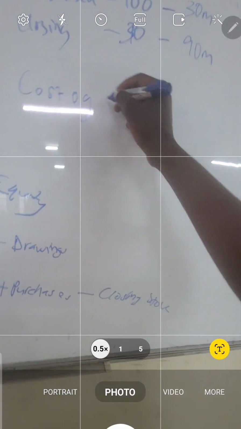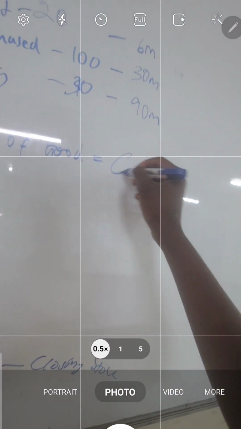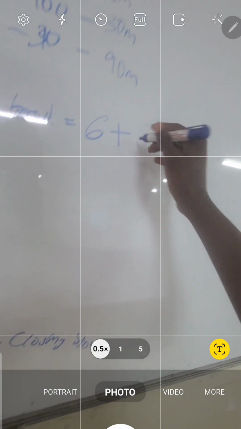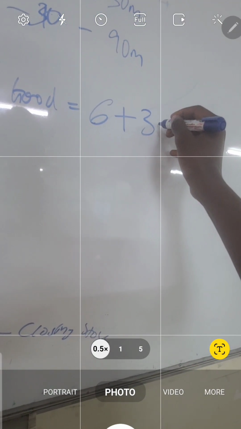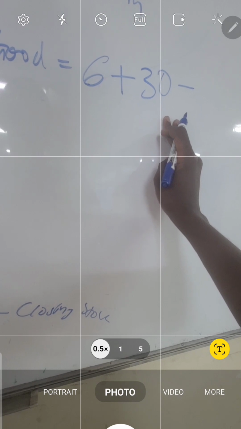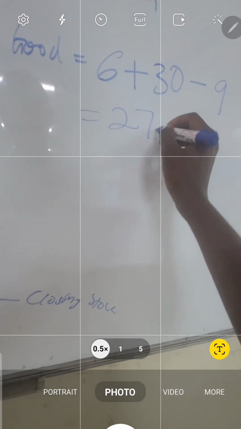Now the cost of goods in this case shall be, what was our opening stock? What were our purchases? And what was our closing? Which gives us? Do we understand cost of sales?